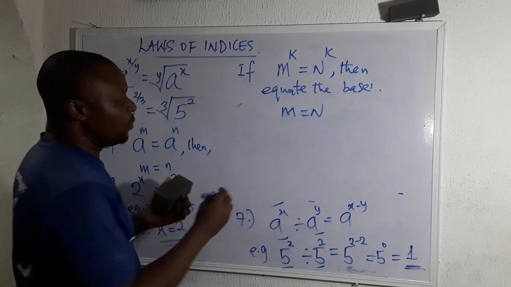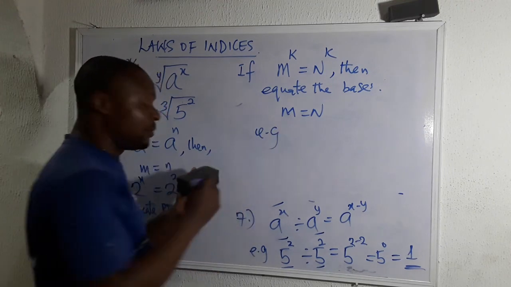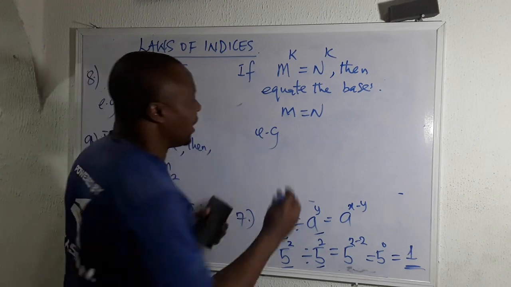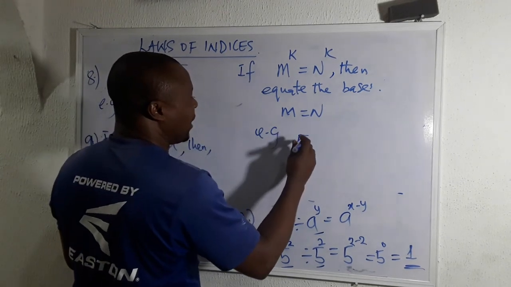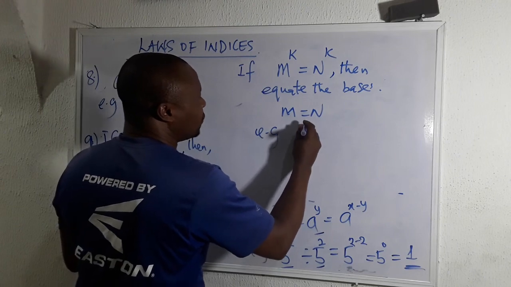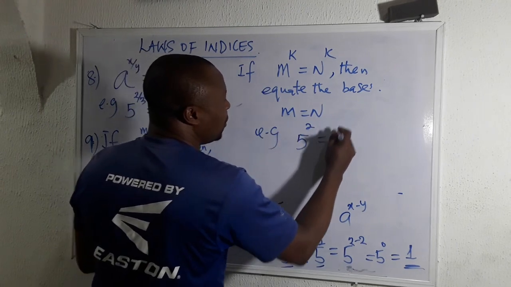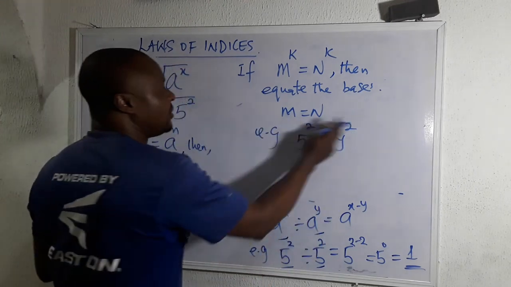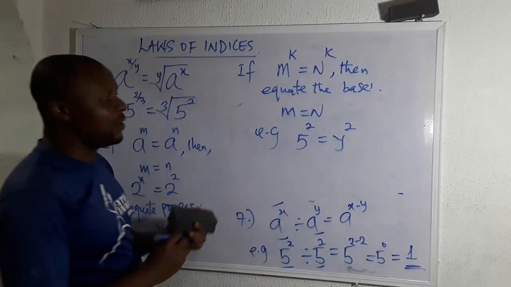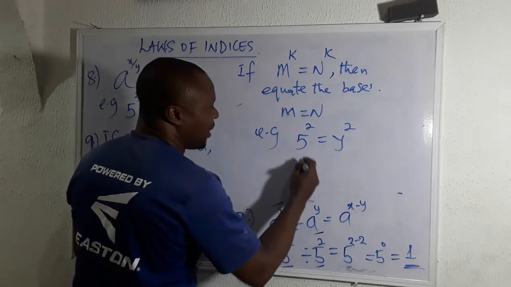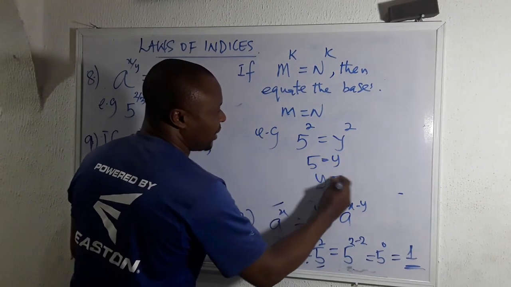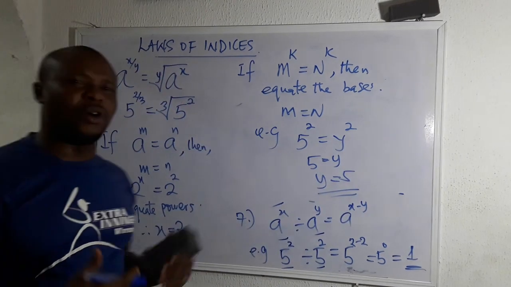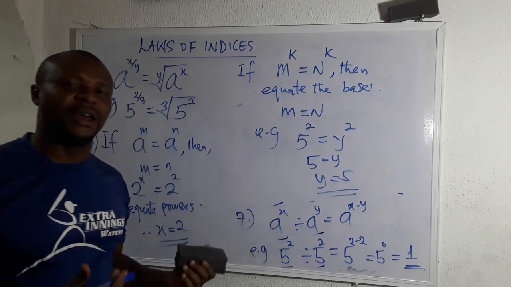For example, if we are simplifying a problem and we arrive at a situation whereby we have something like this. Say 5 raised to power 2 is equal to y raised to power 2. So in this case, we can see that the powers are the same. What do we do to the base? We equate the base. So that will mean that 5 is equal to y, or we say reverse it and say y is equal to 5. So these are pretty much all you need to know about the laws of indices.